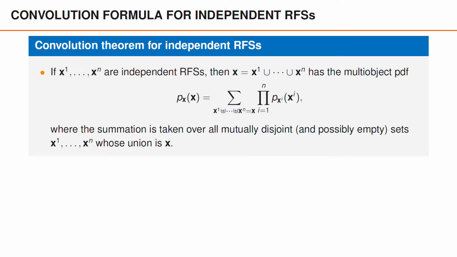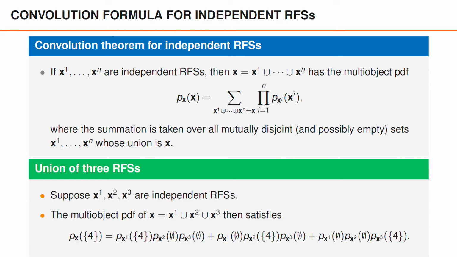We are now ready to present the general formula. Suppose x1 to xn are independent random finite sets. If X is the union of x1 to xn, the multi-object PDF of X, evaluated for a set X, can be written as a sum over all mutually disjoint sets x1 to xn, whose union is X, of the product over the multi-object PDFs of x1 to xn. This essentially means that we obtain one term for every possible way that we may have generated the set X.